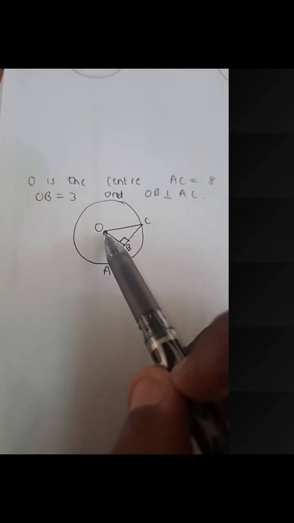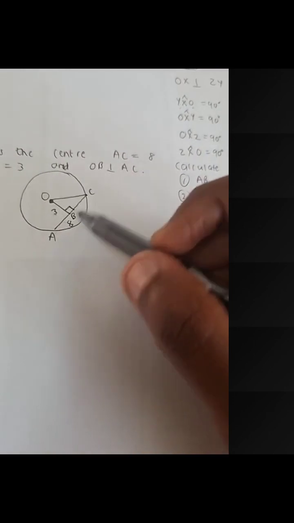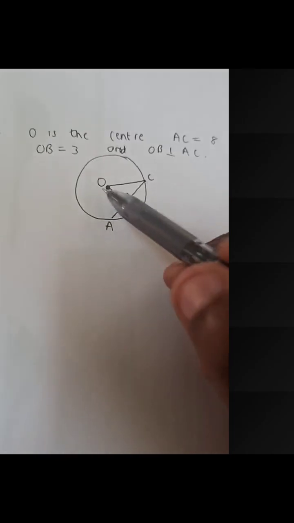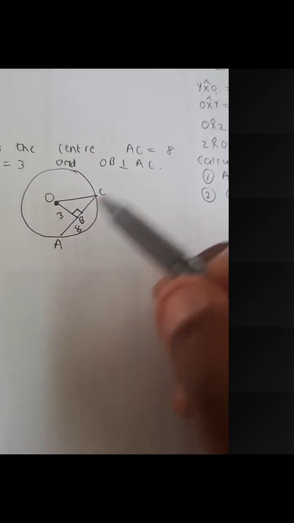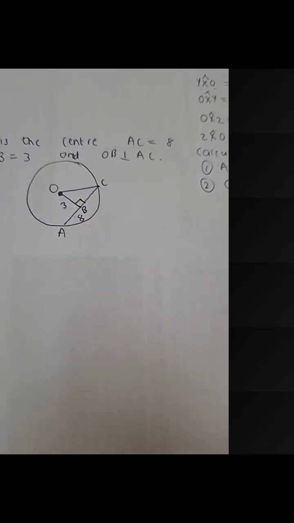All right. So first and foremost, we are given in the statement that O is the center. You can see there is a center, right? AC is equal to 8. So let's just fill that in our diagram. We know the entire AC is 8, right? Then OB is equal to 3. There's 3 there. And then we are told that OB is perpendicular to AC. Now, what we are asked is to actually find the length of AB.